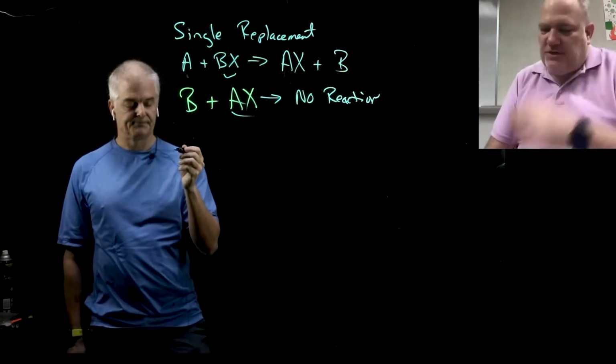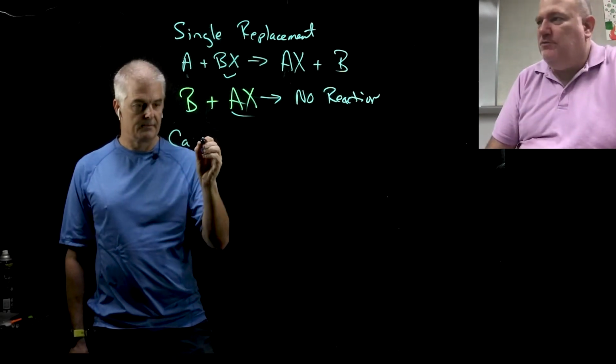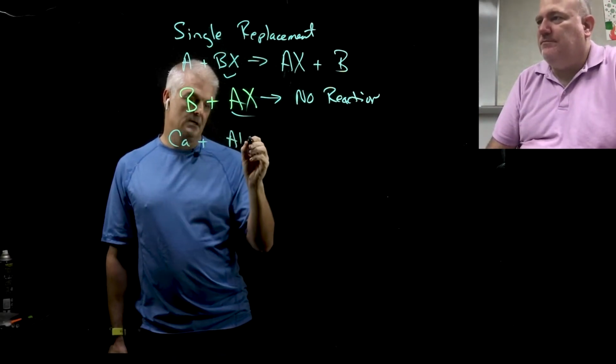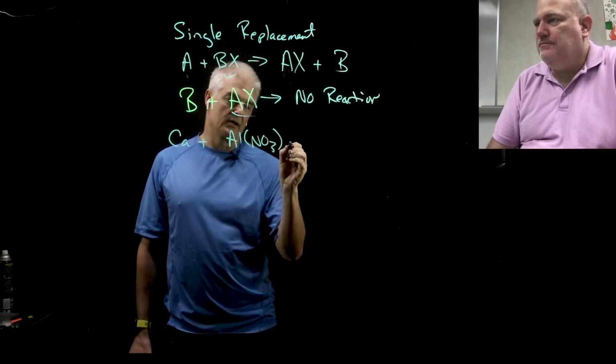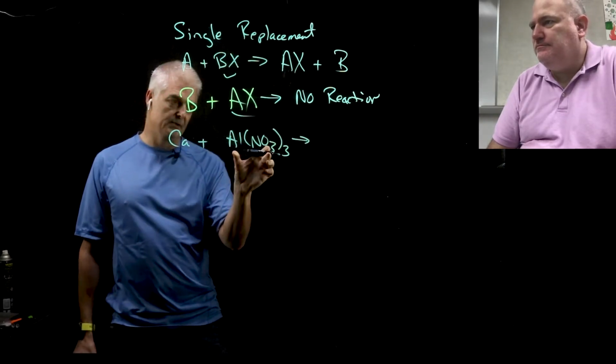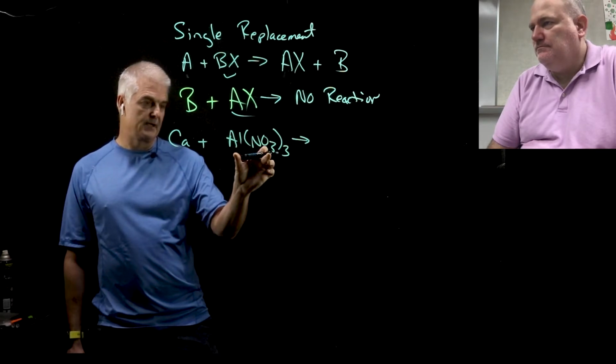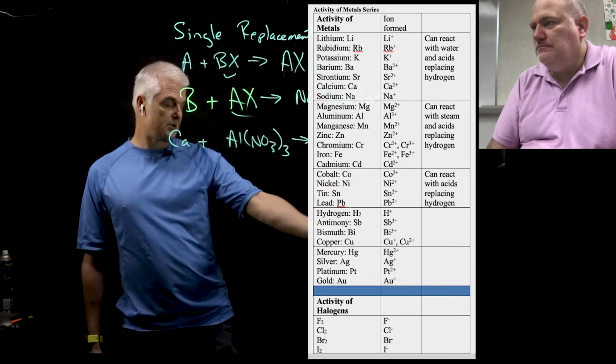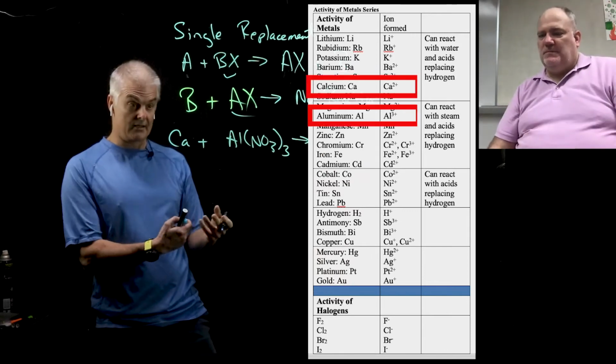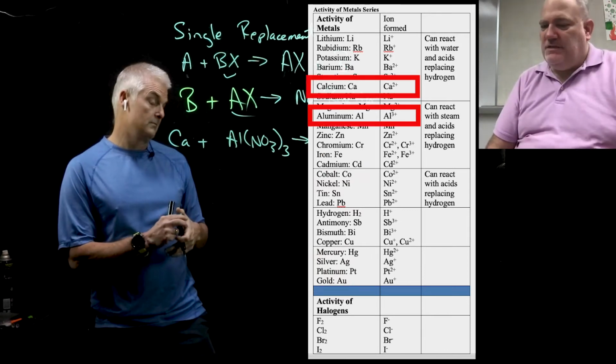So why don't we just go calcium plus aluminum nitrate. Now, folks, I am really quickly in my head building the charges of these things right here. So calcium plus aluminum nitrate. And now I have to look at the table. Take a look at the table. Who's on top? Who's the attractive guy? Is it calcium or aluminum? Yeah, so you just look at it.